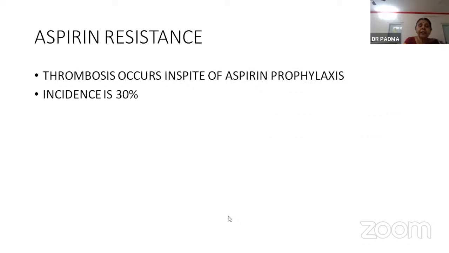The same way we have aspirin resistance, where thrombosis occurs in spite of aspirin. The patient says that he is taking aspirin continuously, but he comes back with thrombosis. So in such cases, you have to change to either clopidogrel, ticagrelor, or even prasugrel. And the incidence is about 30%. Most often we do not see it.